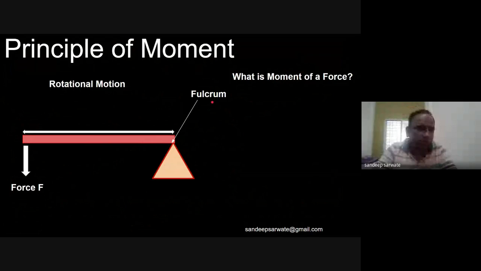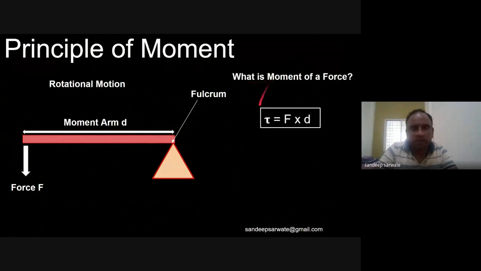How to deal with this term mathematically? Let us consider this force F is applied at a distance d from this fulcrum. So the distance between the point of application of the force and this fulcrum is called the moment arm, represented by d. So mathematically, moment of a force, represented by the Greek letter tau, is equal to the product of force and the moment arm, F into d.